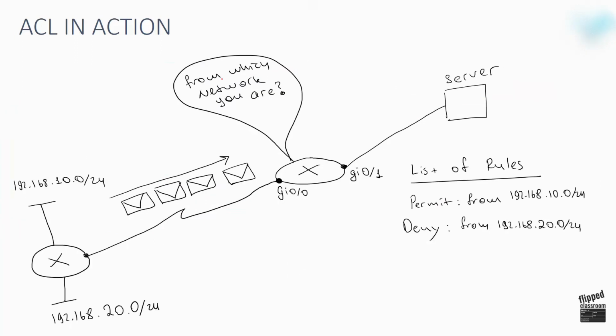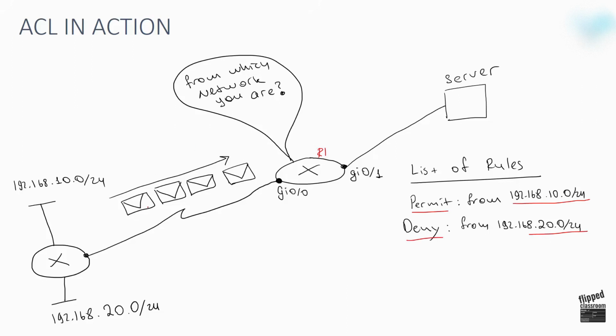So if we have an example of such kind, like we have router 1, which has a list of rules, like from which network you are, asks router 1 when the packet flow comes through the gigabit 0/0 interface. And here we have two rules: permit packets to pass from network 10.0 with prefix 24 and deny packets which are coming from 20.0 with prefix 24.